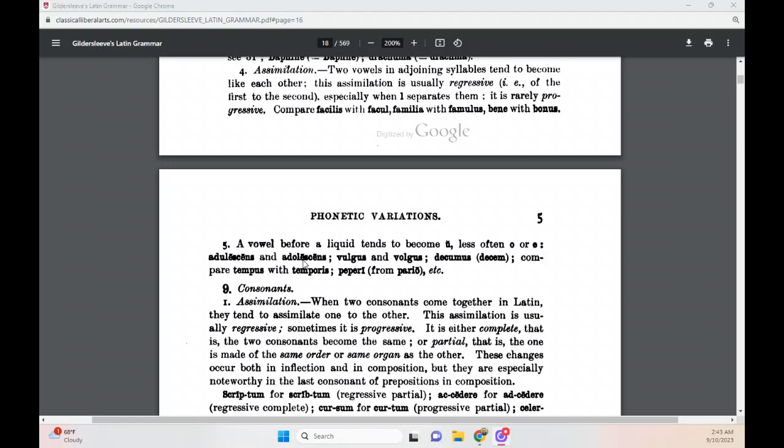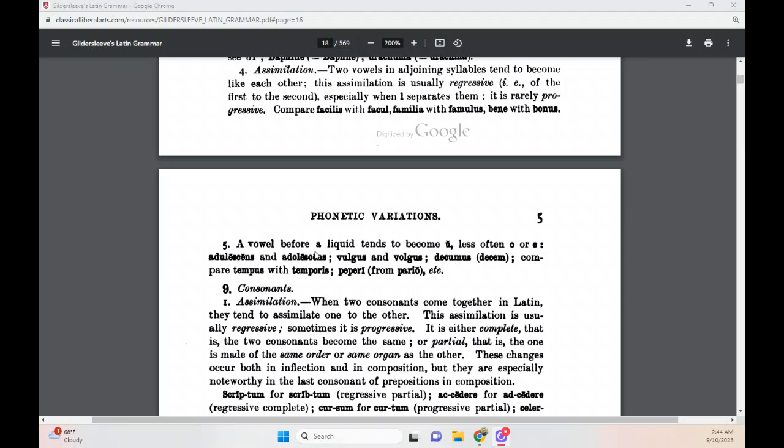We have adolescens in classical Latin, and here we see adolescens. Vulgus and vulgus, decumus and decem. So we can see that a vowel before a liquid, here we have decem, but before a liquid we see that it changes to U, as this variation tells us. Here we have temporis, which is the genitive case, so the stem would be tempor with an O in the stem. But here we have that O changing to U before an S, which can be considered a liquid.